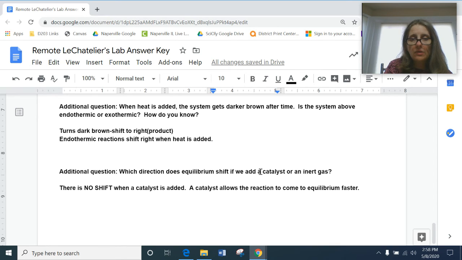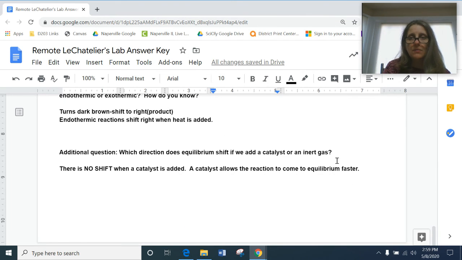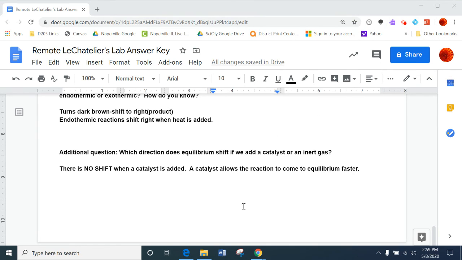And finally, do note that adding a catalyst or an inert gas, again, we're not going to talk about that this year, there is no shift. Don't say no change. The correct answer is no shift. When a catalyst is added, something does happen. It allows it to come to equilibrium fastest. It does speed up the forward reaction, but it does not shift the reaction left or right. Okay, so that's kind of your introduction into Le Chatelier.